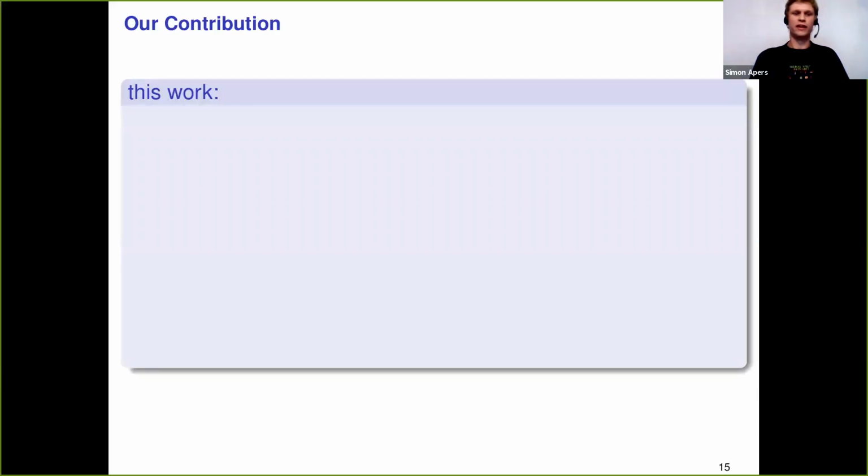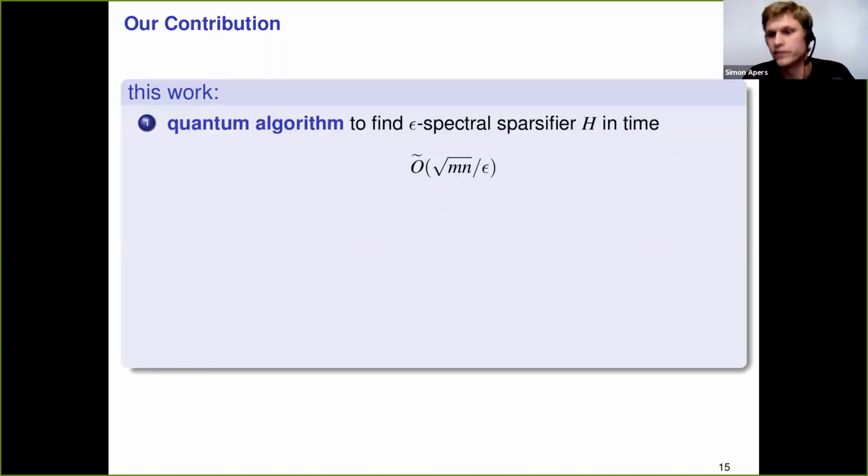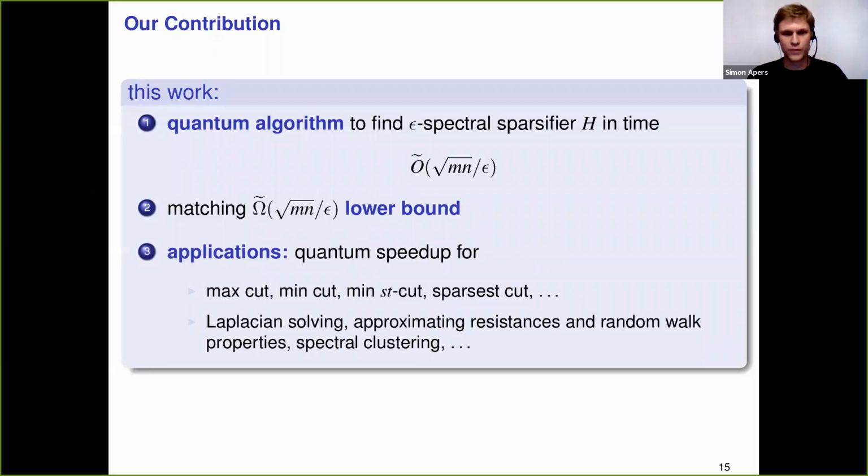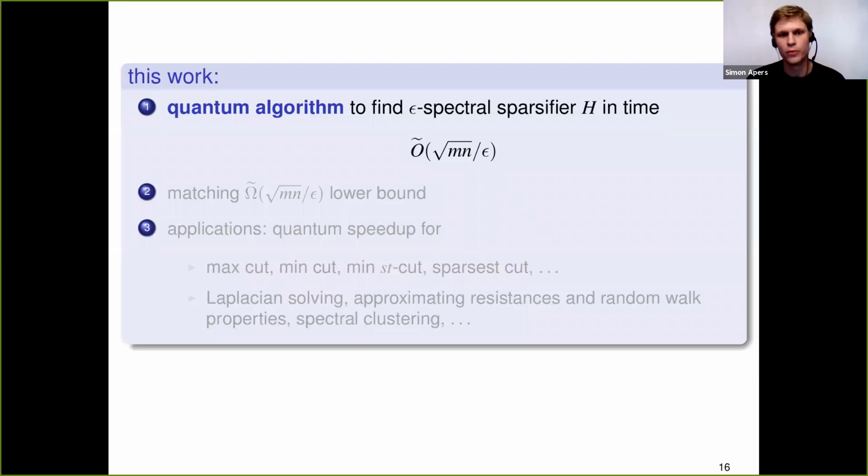So our work can be split up in 3 parts, basically. First, we prove that there exists a quantum algorithm that speeds up classical sparsification algorithms. Namely, we can find an epsilon spectral sparsifier in time square root mn over epsilon. Then we prove that we did our job well, and that effectively there's no better quantum algorithm. And finally, we prove a number of applications. So we find quantum speedups for a range of problems. Okay, so I'll start off with our upper bound, namely this quantum algorithm.